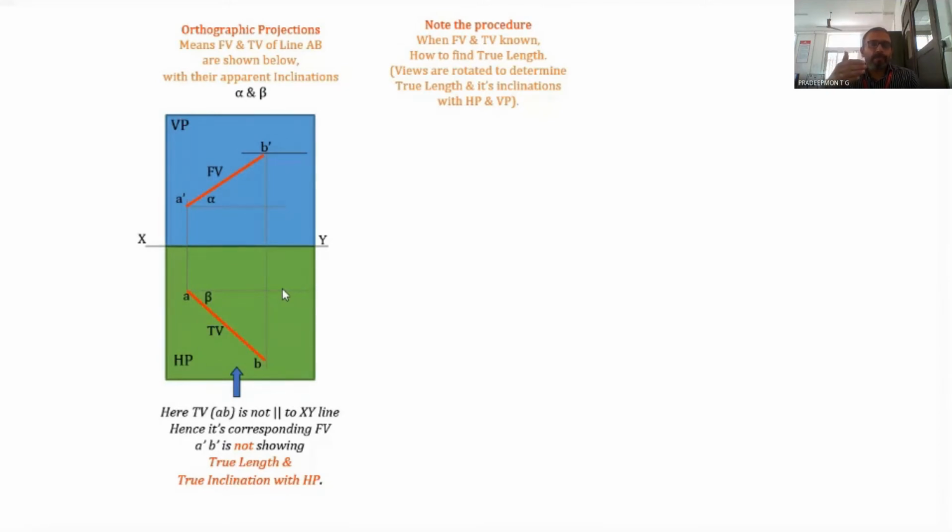But right now, just take it for granted that when we rotate the line in such a way that it is parallel to XY, the line is made parallel to the VP, but the inclination with HP is not changed. The inclination with HP remains the same, and the inclination with the VP is changed, or it is made 0, parallel to the VP. So this is the condition.